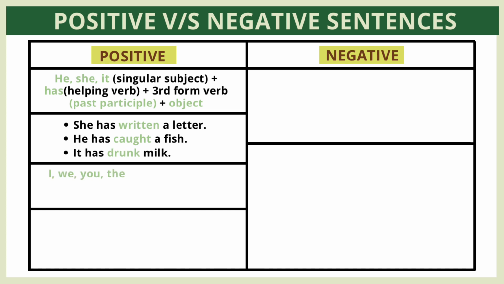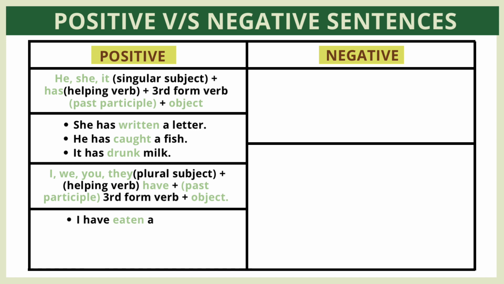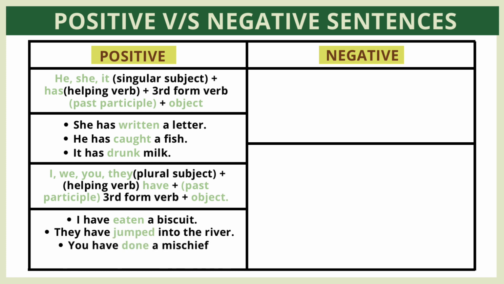For I, we, you, they, plural subject, use helping verb have to be followed by past participle, that is third form of the verb, plus the object. For instance, I have eaten a biscuit. Eaten is the past participle form of eat. They have jumped into the river. Here, jumped is the past participle form of jump. You have done a mischief. Here, done is the past participle form of do. We have had breakfast. Had is the past participle form of have.